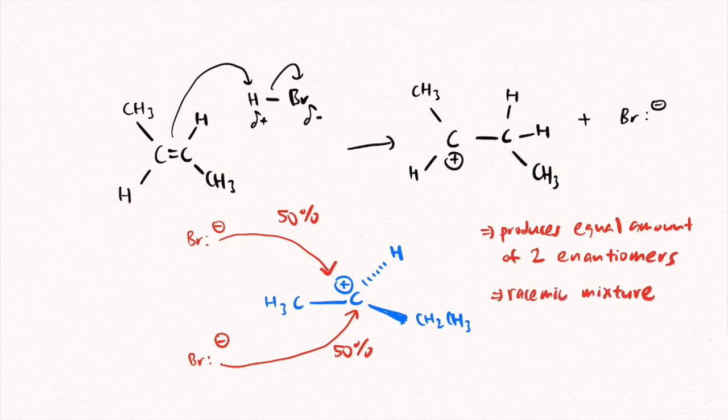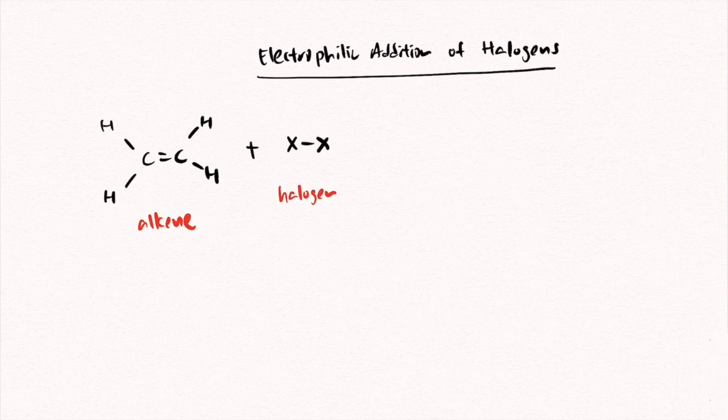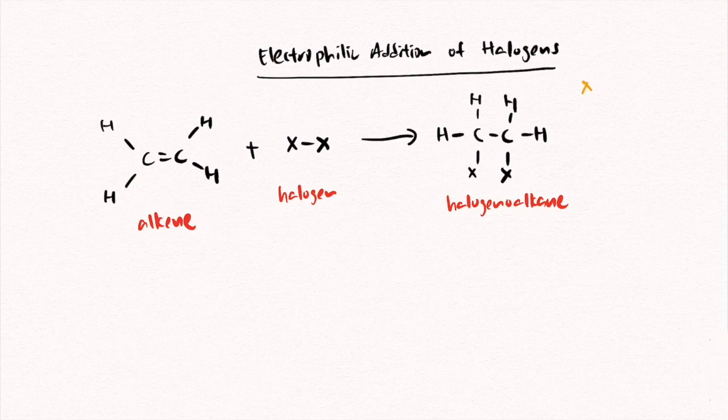Now, the next reaction that we will need to know would be the electrophilic addition of halogens. For this, we will react an alkene with a halogen in order to produce a halogenoalkane with two halogens. Again, X is the halogen.